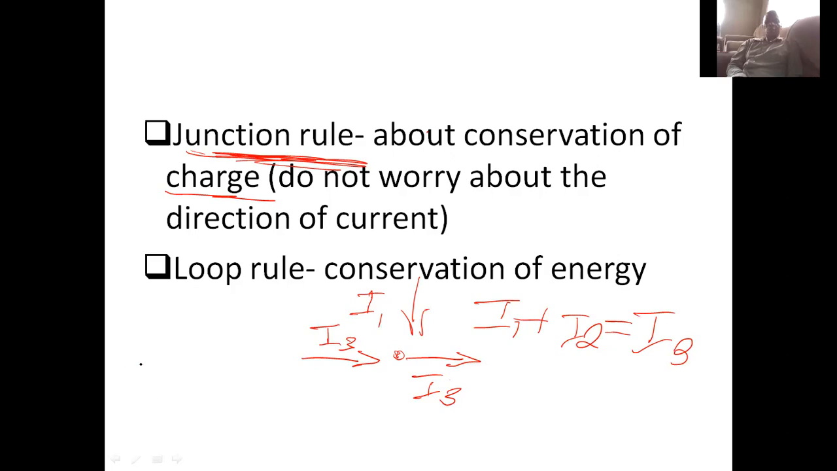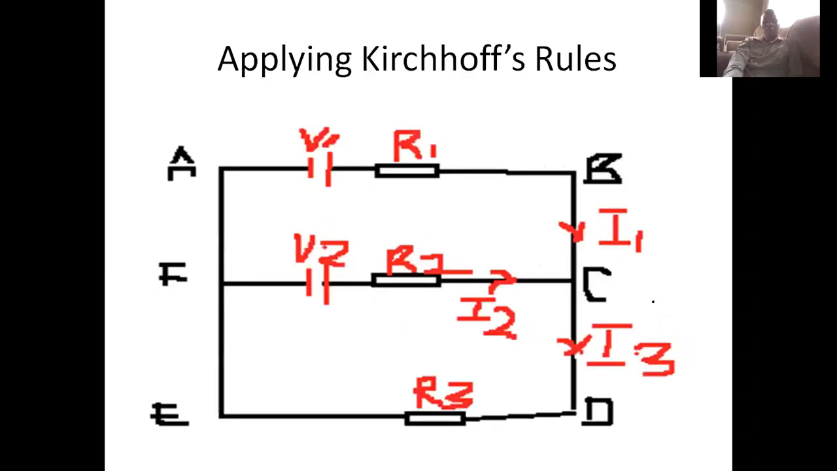Similarly, the loop rule has to do with conserving energy. When you add the potential differences across each element, they should add to zero, meaning that you are conserving energy. And so this is what it means.